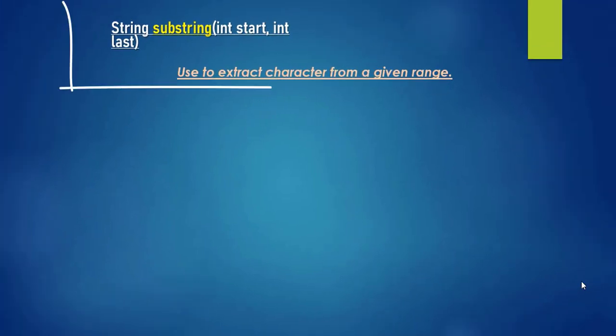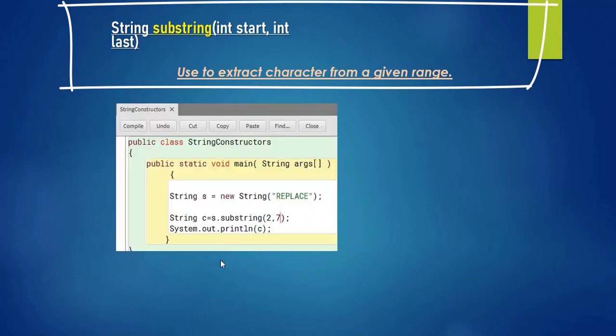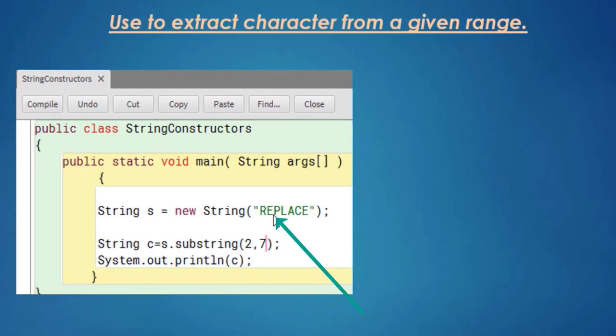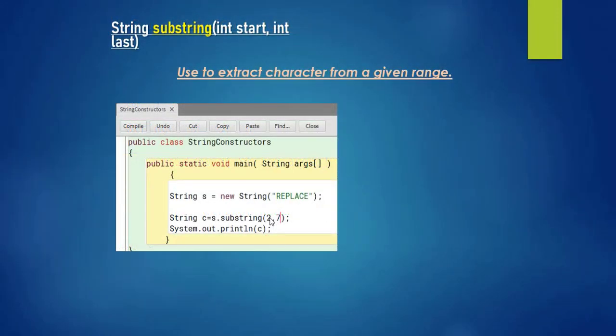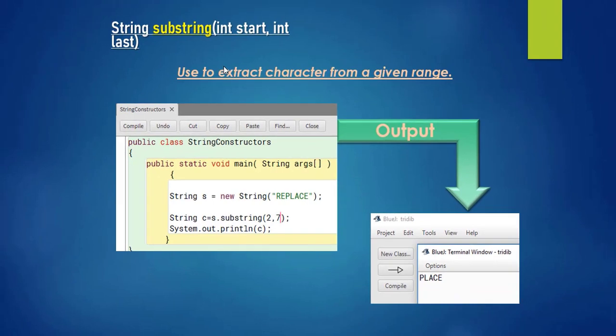The substring function can also be used for a given range. In that case, you can see that s equals "replace", here the string is replace. So c equals s.substring(2, 7). The index of P is 2 and the index of E is 7. So the new string that will come as the output, if I print c, will be "place" only. So substring can be used for a given range.